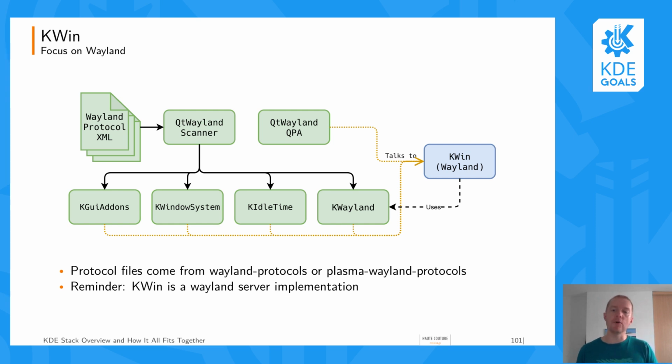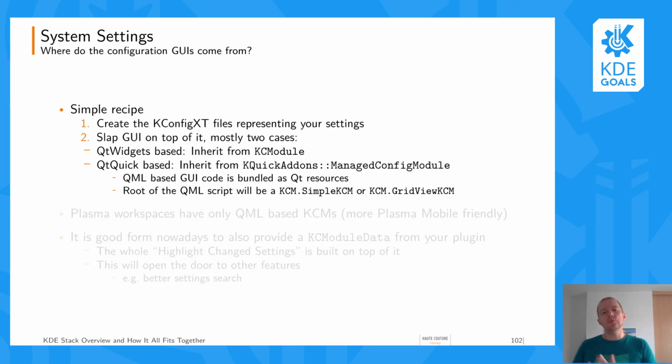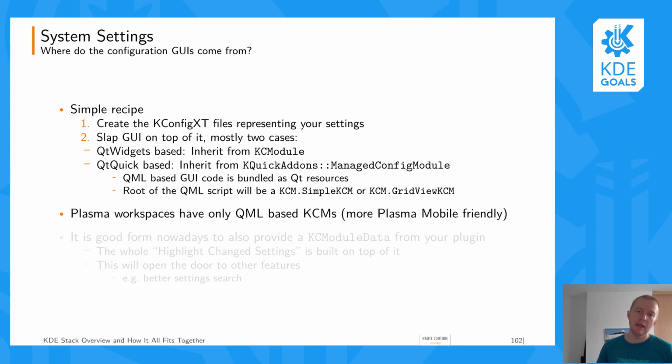Yeah, and so you have to remember that KWin is a Wayland server implementation as well. All right, last one, so that will be system settings in here. And so the question is, where do the configuration GUIs come from for system settings? That's actually a simple recipe nowadays. You remember I mentioned KConfigXT. So you create a KConfigXT file representing your settings. You slap some GUI on top of it.